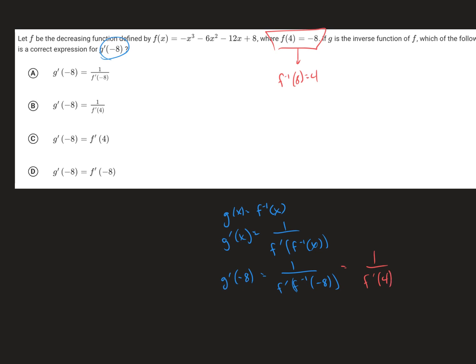Now I could go ahead and take f prime and plug in 4, but if you look at the choices, they have f prime of 4 still in it. So the choice that matches this is B.